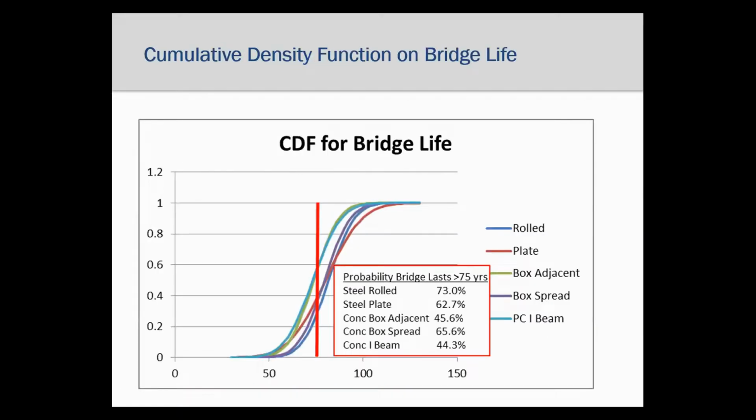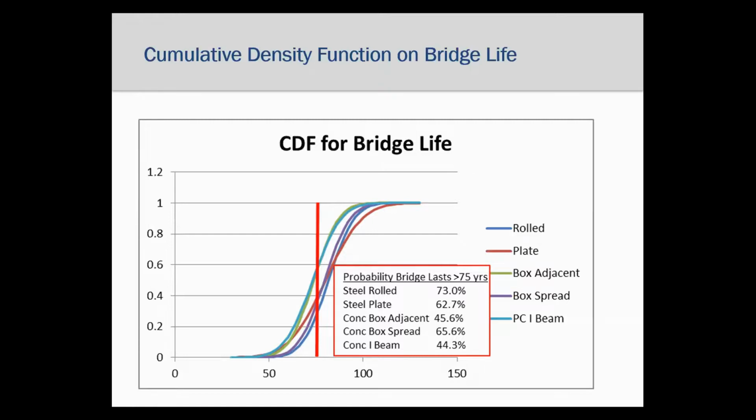A good way to look at predicted life that considers not only the average life, but also the standard deviation of the life is a statistical cumulative density function, or CDF. Now here it is assumed that the data is normally distributed. And with the CDF, the question can be asked, what is the probability that a given type of bridge will last at least 75 years, which is the expectation for modern bridge construction?